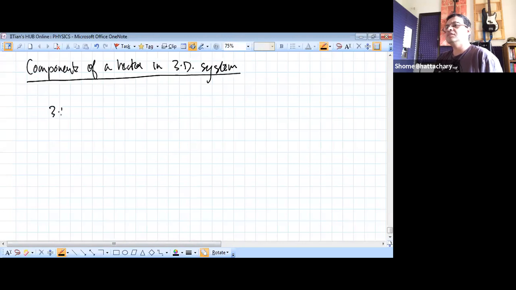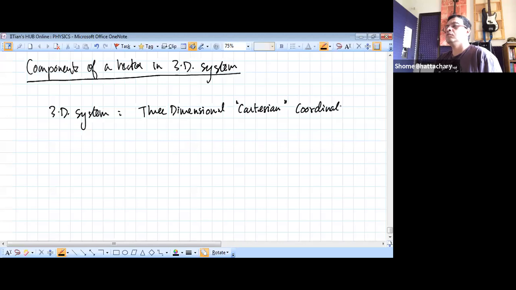So what do we mean by a 3-dimensional system? It is what we call the Cartesian coordinate frame that consists of 3 axes, x, y, z axis, which are mutually perpendicular.